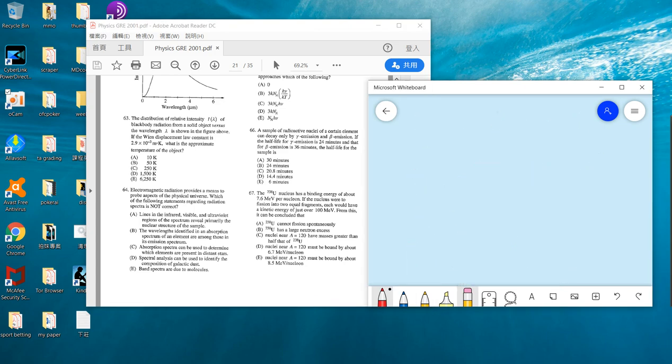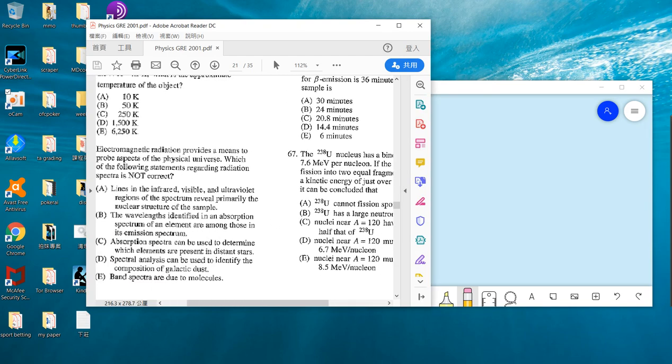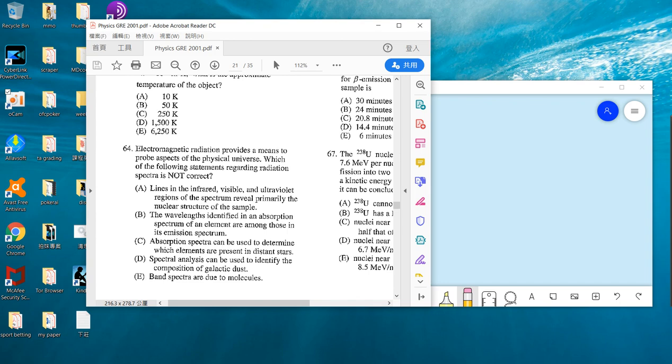64. Someone asked about electromagnetic waves radiated, which provides a means to probe the spectral physics of the universe, which is not correct. So the lights are in the infrared, visible, ultraviolet region of the spectrum, with your primary nuclear structure of the sample.